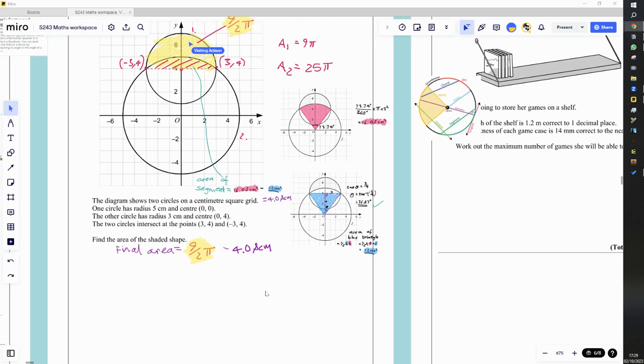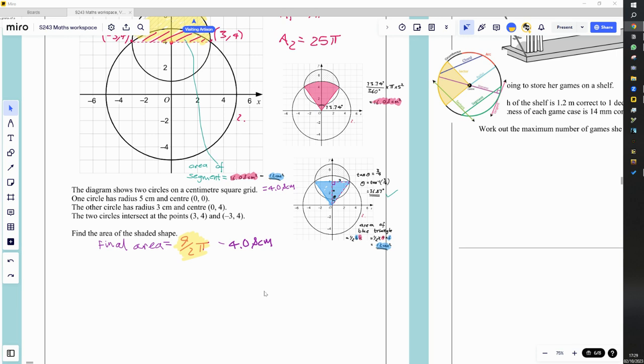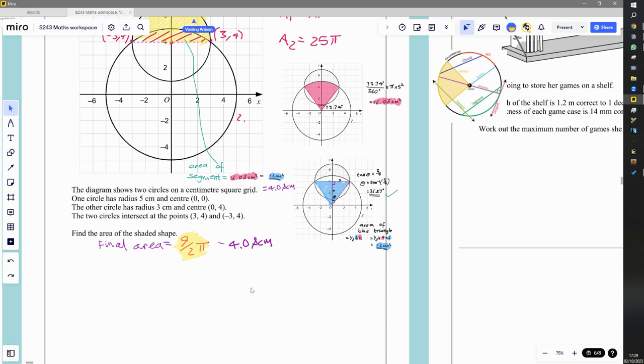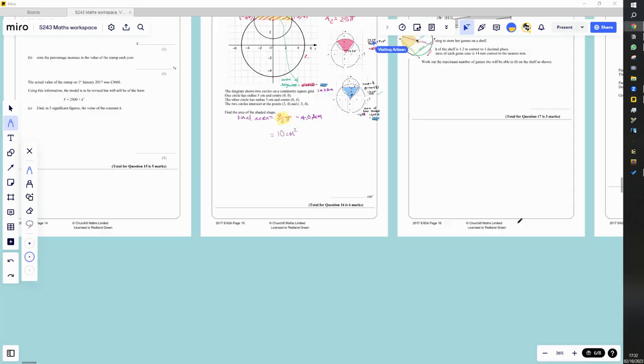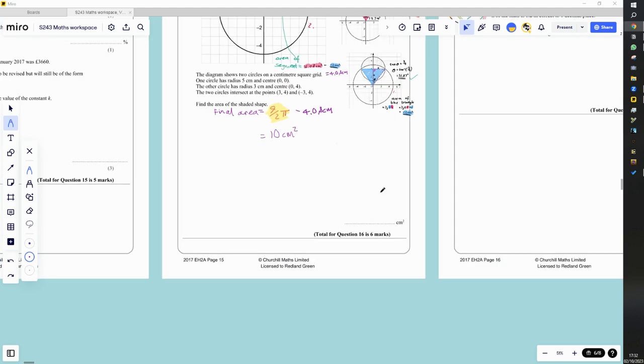Good stuff. So rounding up, I get 10.05, actually 10.06. It doesn't say to what degree of accuracy, but if we did it to the nearest centimetre squared, then it's 10 centimetres squared. Okay, so when you put that through, you get 10 centimeters squared. So yeah, and checking the answers, that is correct.